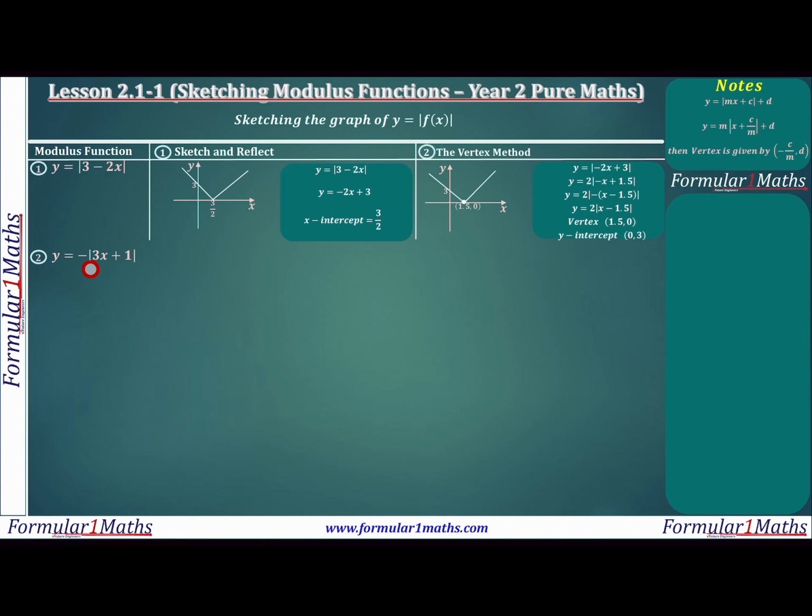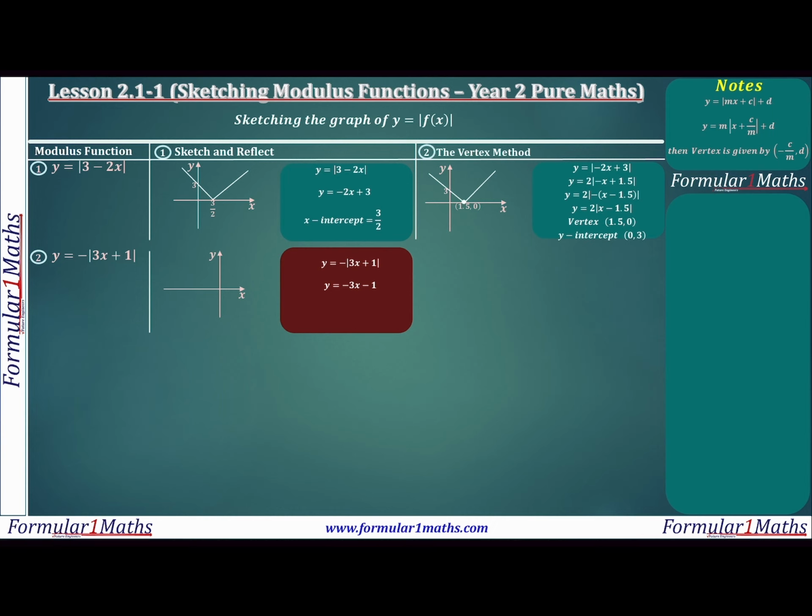Next question, I have y equals minus the modulus of 3x plus 1. This time the negative is outside the modulus sign, and that means this graph will be a different shape from this, as we saw earlier. So I've got my axis, then I've got this to deal with: y equals negative the modulus of 3x plus 1. And so if I expand the negative into the modulus sign, I'm going to get minus 3x minus 1.